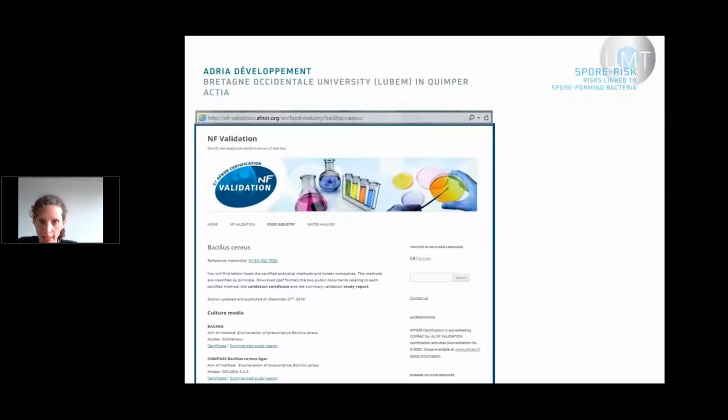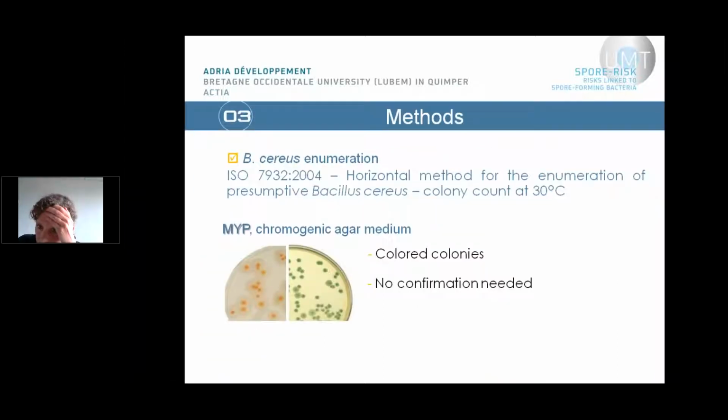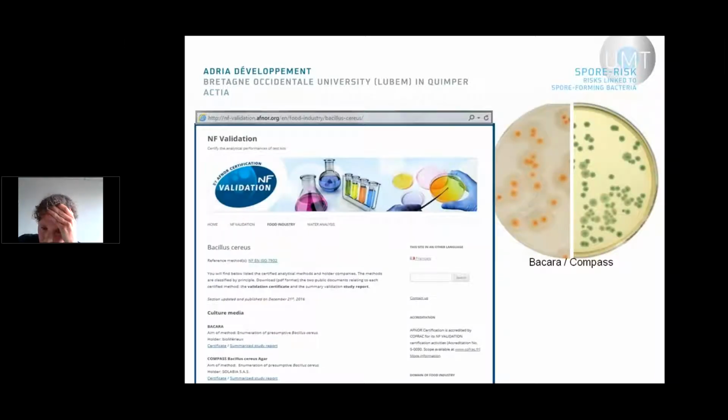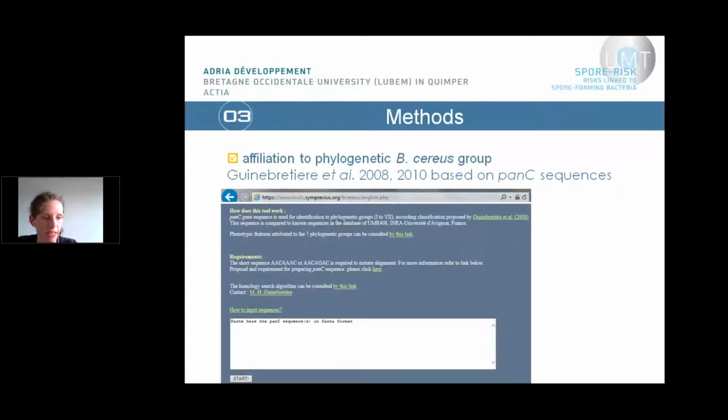You also have alternative methods that are validated according to this ISO 16140 method, which are from Bacara and Compass agar, where you have specific colonies that appear on the chromogenic media, so the colored colonies are quite easy to read. No confirmation step is needed, so this is quite interesting as well.